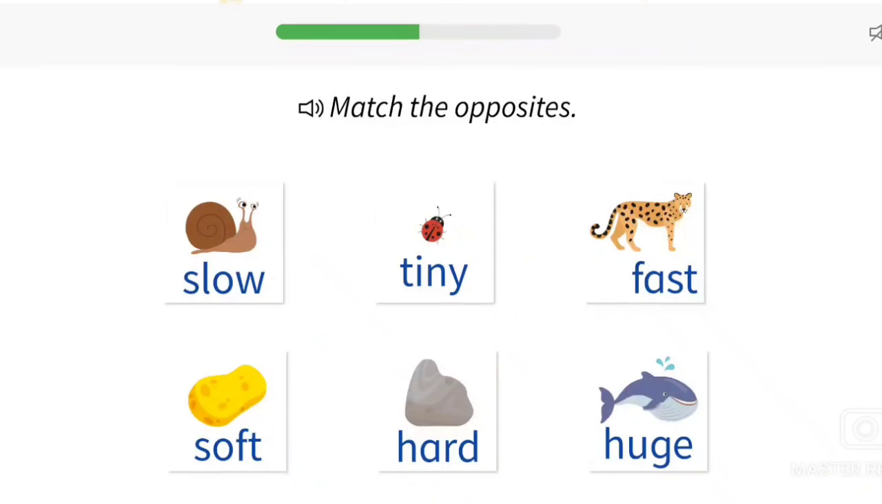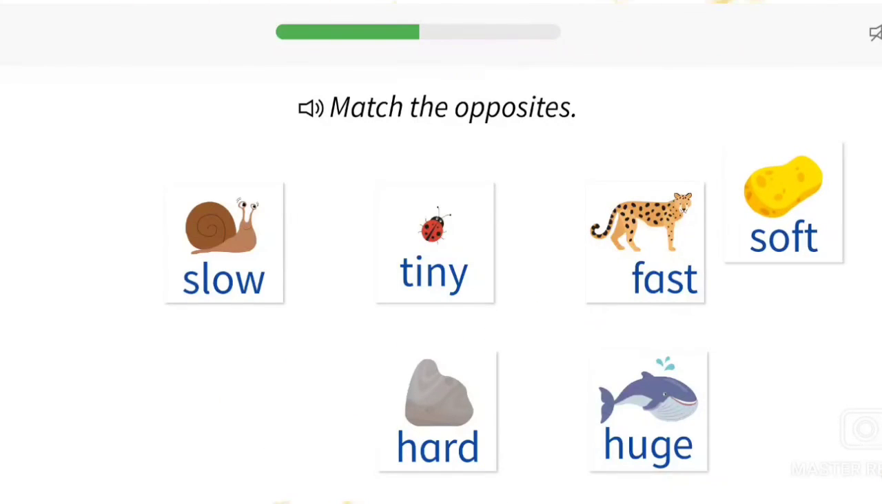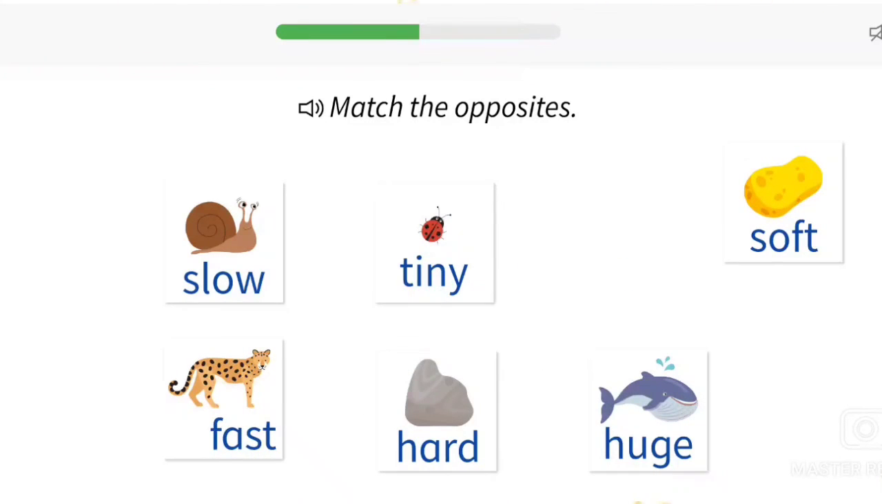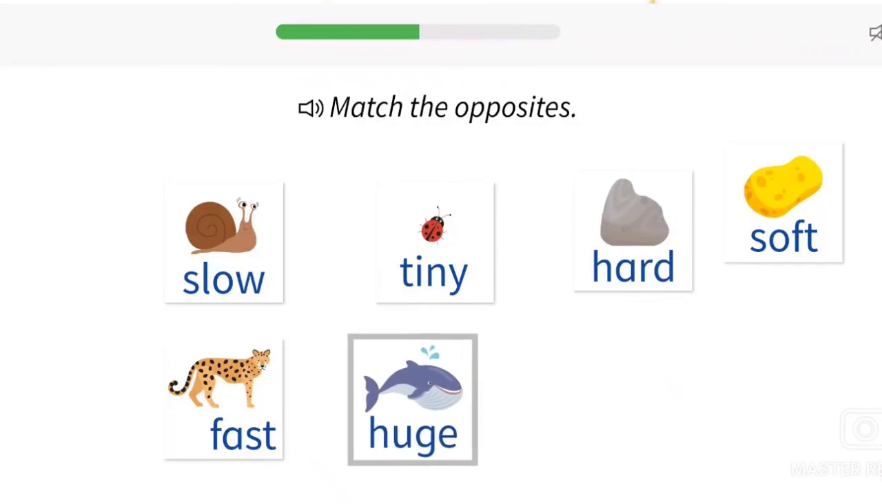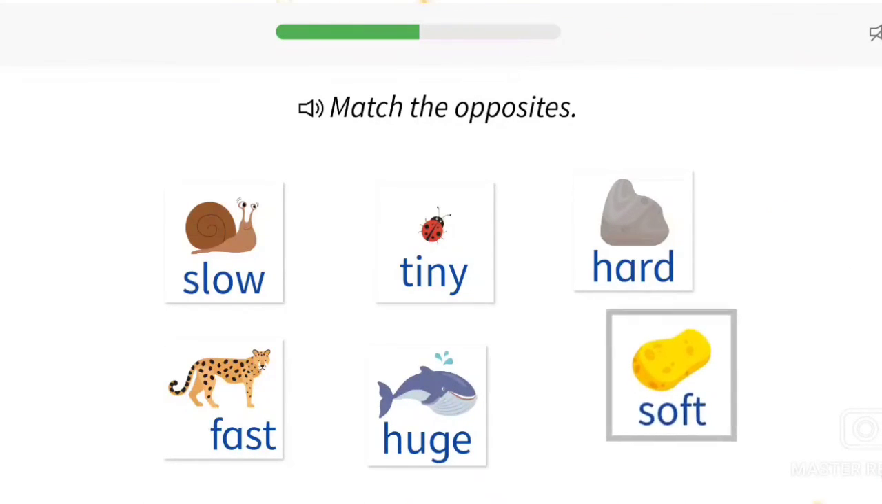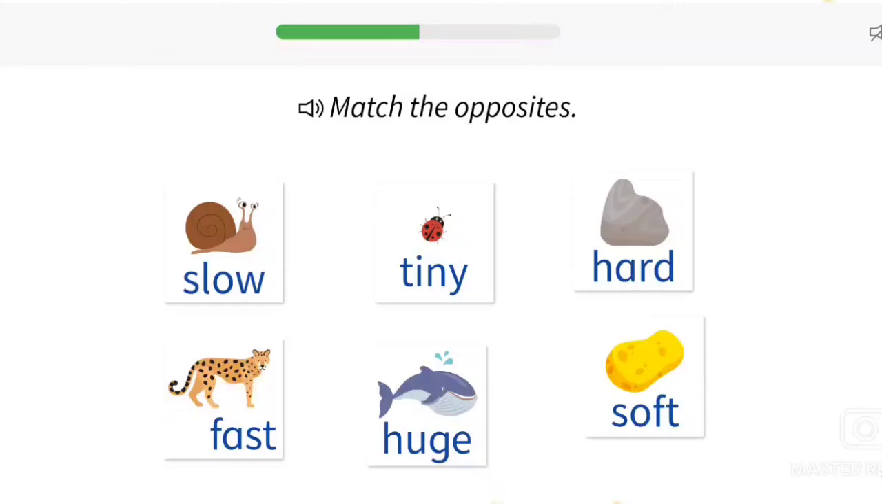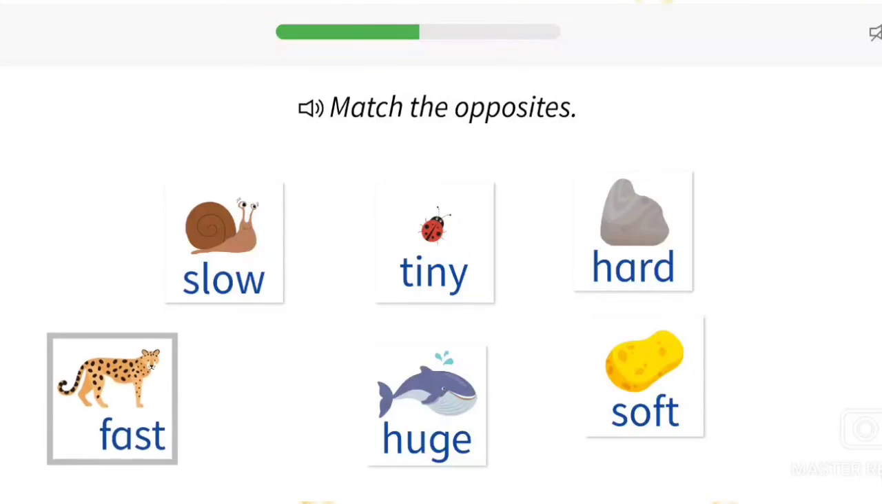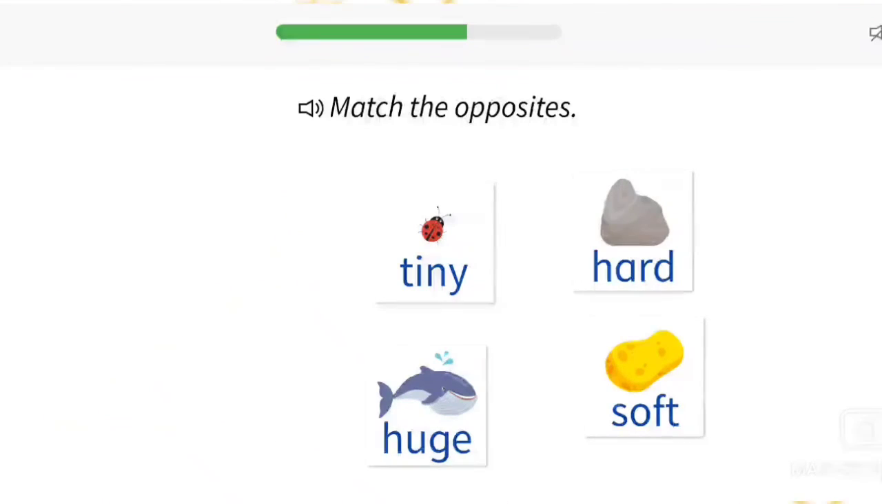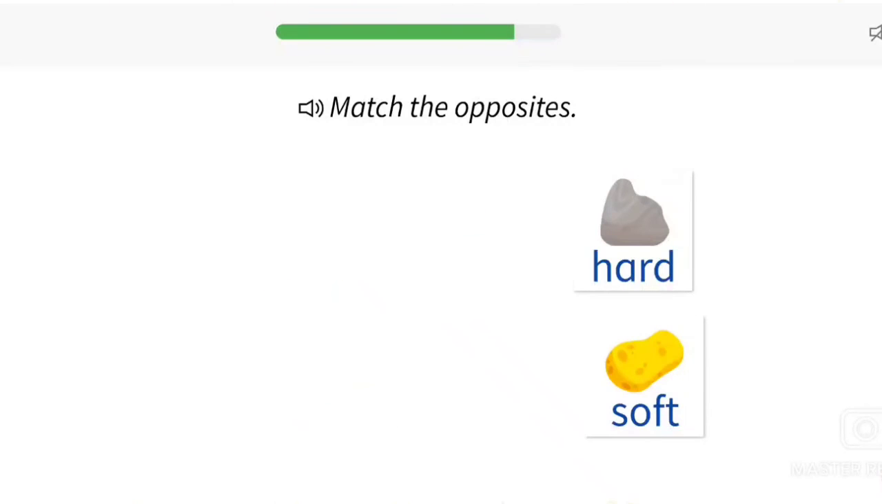Now look, what is the opposite of slow? Fast. Slow, fast. The opposite of tiny is huge. Hard, the opposite of hard is soft. Slow, fast, tiny, huge, hard, soft. So what is the opposite of slow? Fast, tiny, huge, hard, soft.